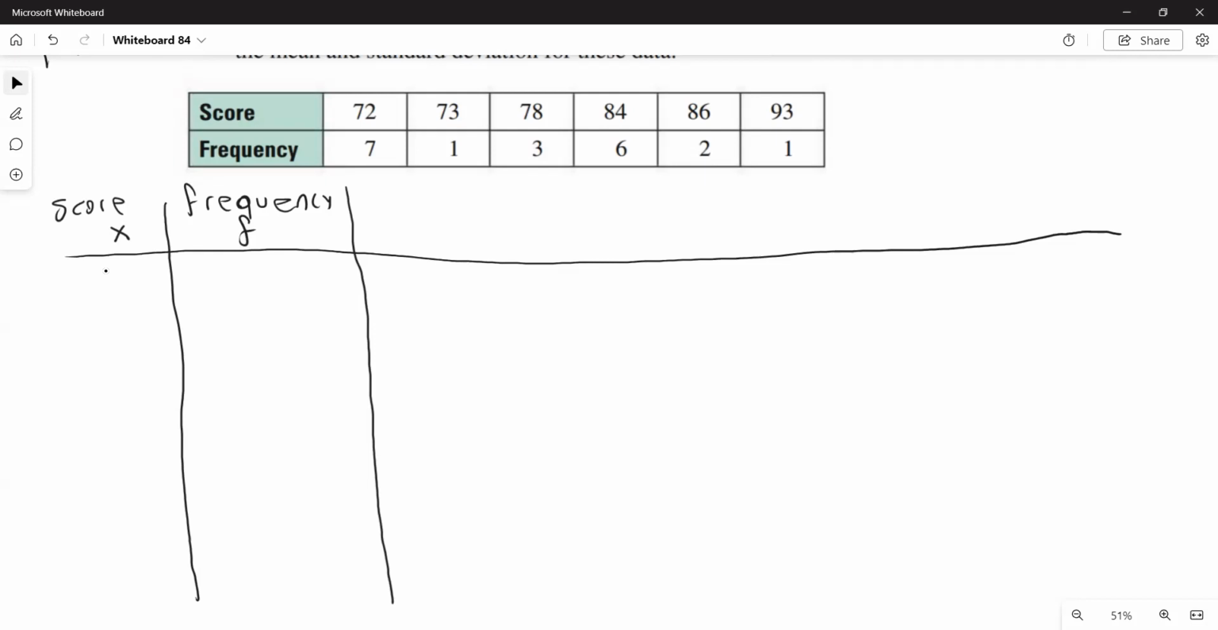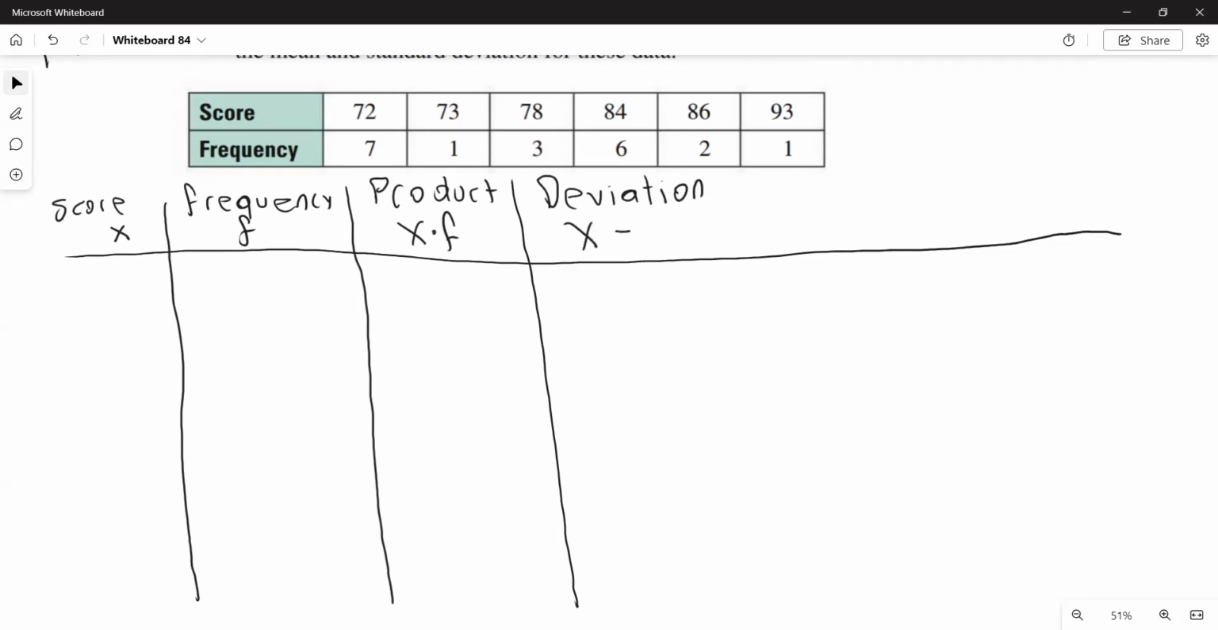In order to find the standard deviation, we need to find the mean. And in order to find the mean of a frequency distribution, we need to add the products of the value times its frequency. We're going to find the deviation, which is the score minus the mean. The mean is X bar. We're going to square the deviation.